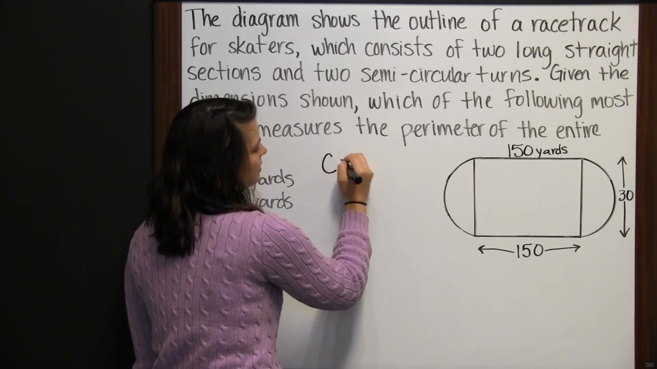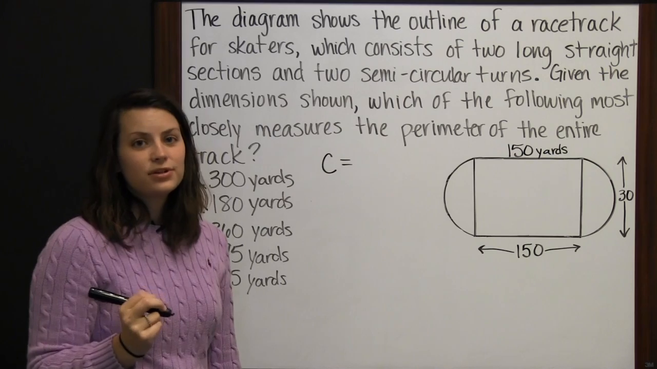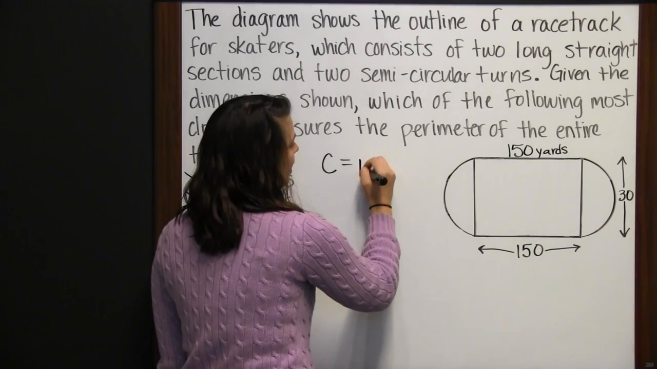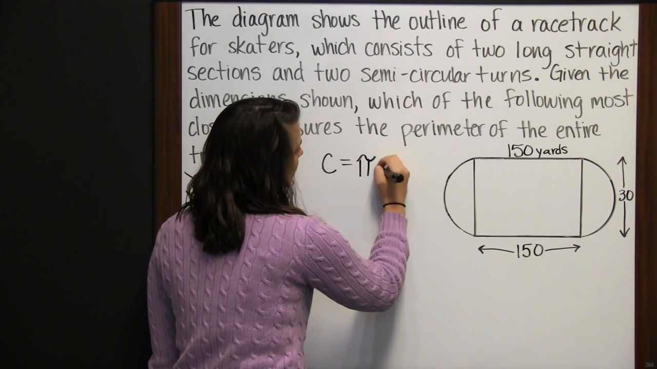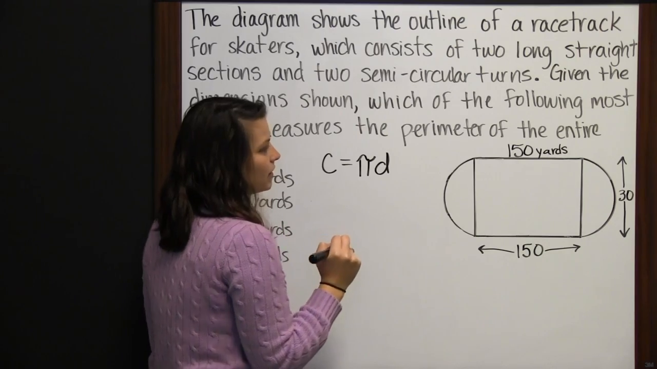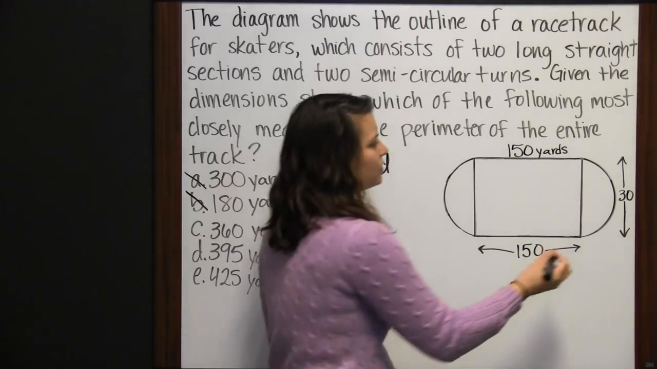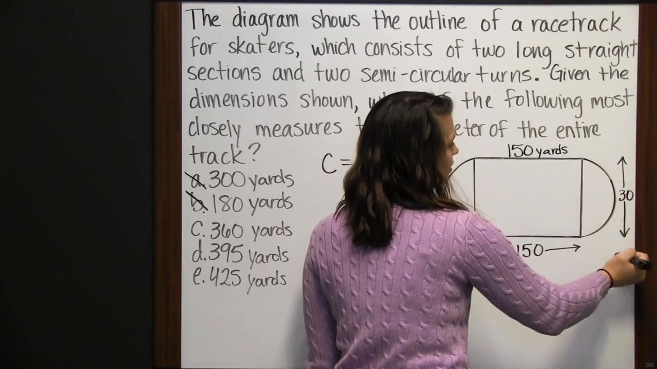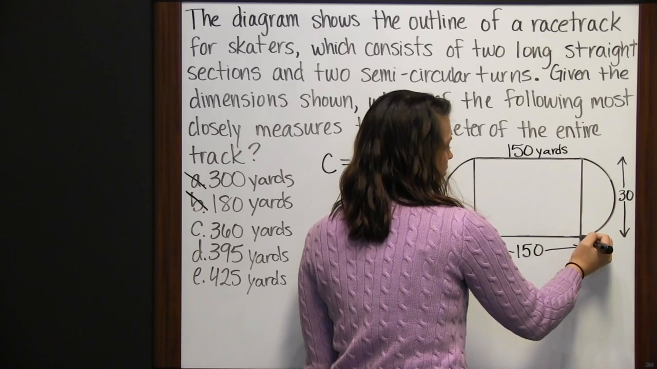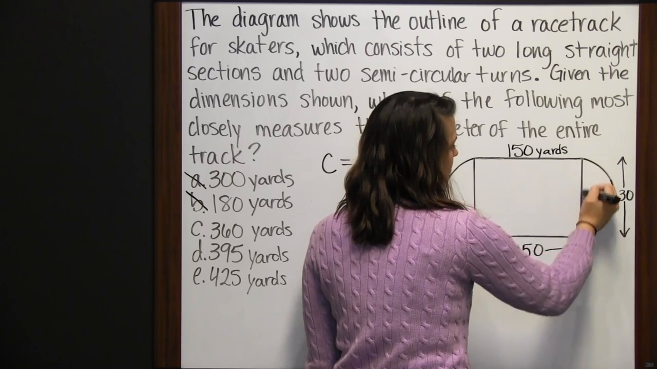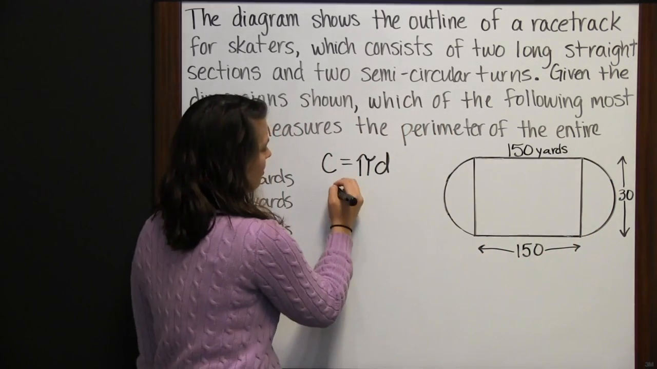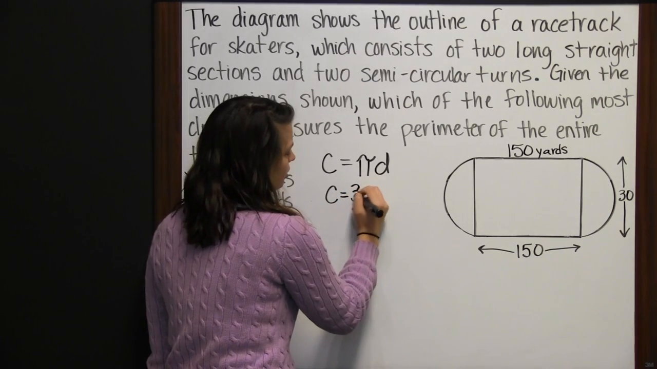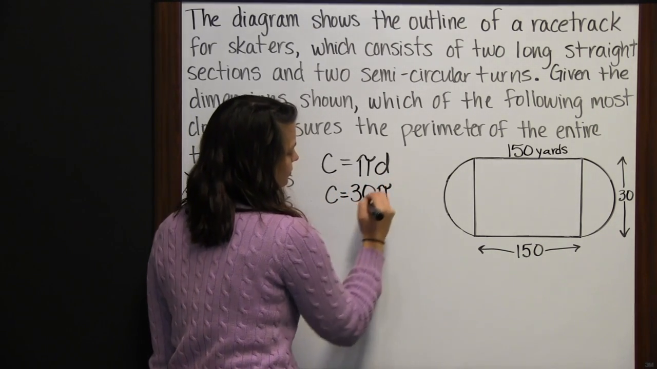That's what circumference is. And the circumference of a circle is pi times the diameter of the circle, which they gave us. They told us that this distance is 30. Well, that goes all the way across my circle. So that's my diameter. So my circumference is 30 pi.